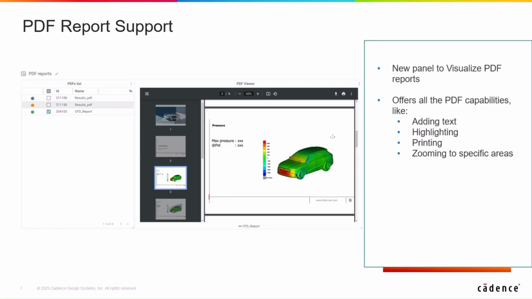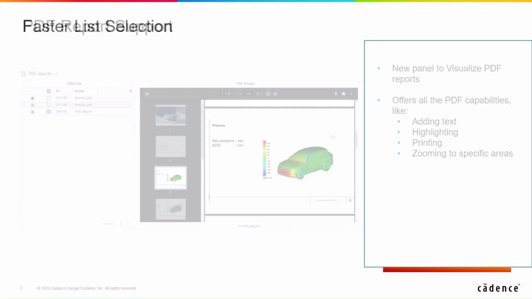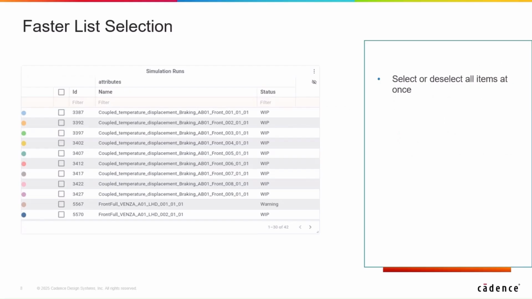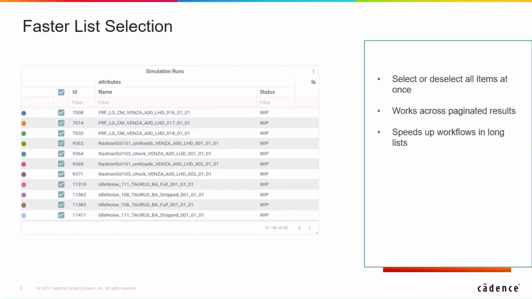List panels have been enhanced with the option to select or deselect all items at once. This is especially helpful when working with long, paginated lists, where previously we could only select items page by page. Users can now include all entries with a single action and refine the selection as needed or clear everything and start from an empty selection. This improvement significantly speeds up common workflows in list-driven operations.